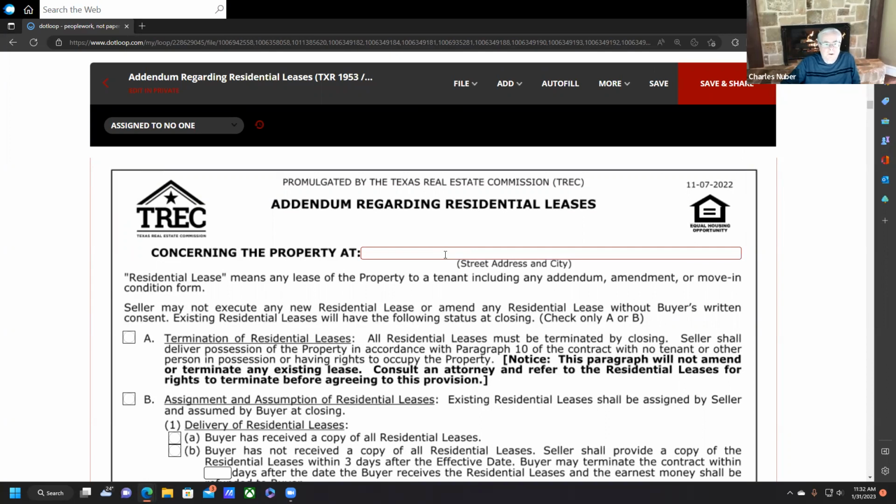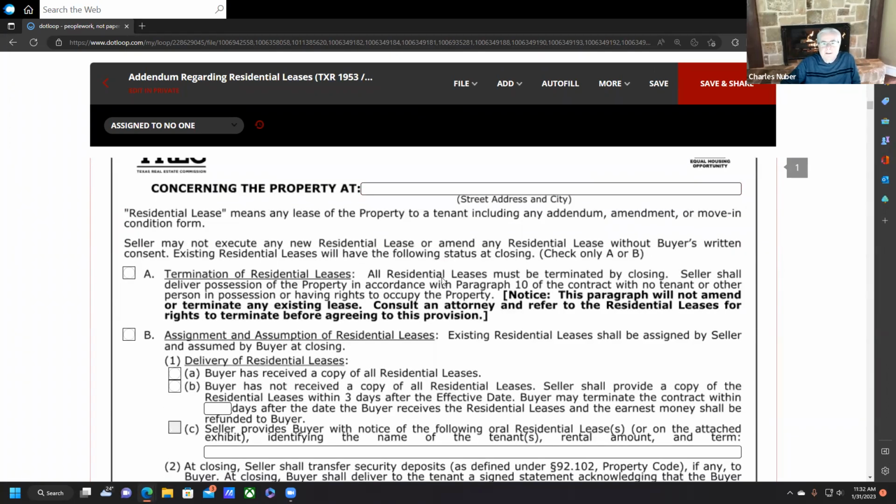The seller, there is a termination of residential leases. All leases must be terminated by closing. Back when we had COVID going on and you couldn't evict anybody, I had an attorney I was representing, and he said, I do not want that tenant in that house up until closing. I want them to be gone at least 10 days prior to closing. So he wrote something in special provisions, and we were allowed to have the tenant removed 10 days prior to closing. So you got to be careful with COVID laws and all the rest of it.